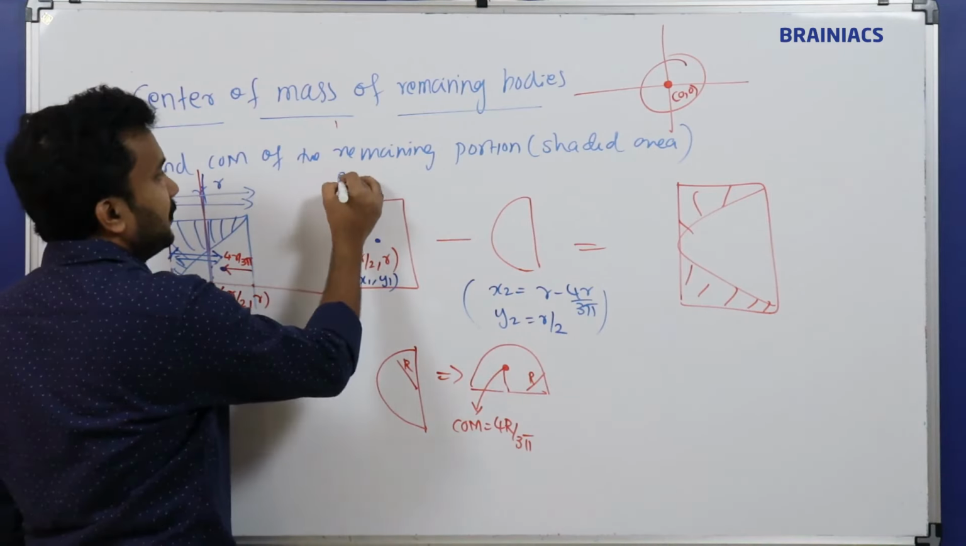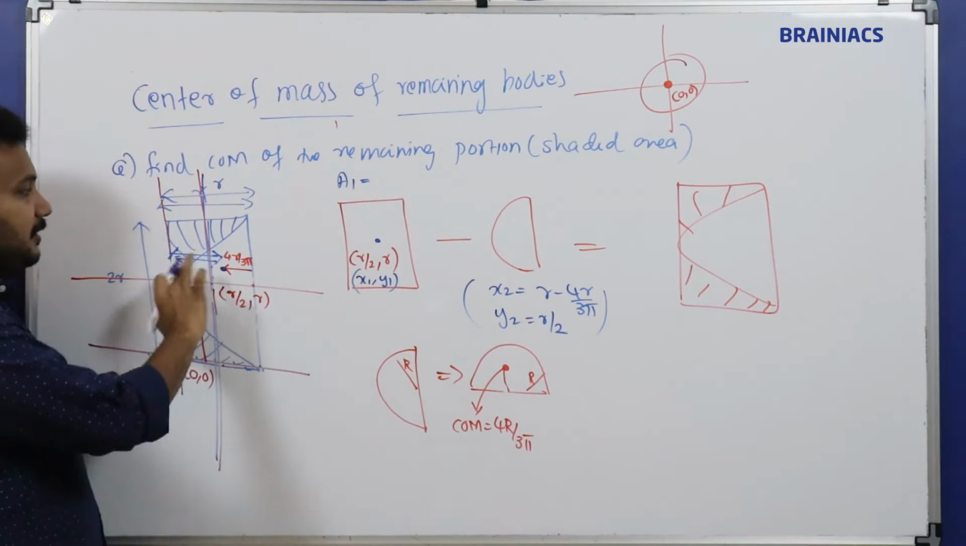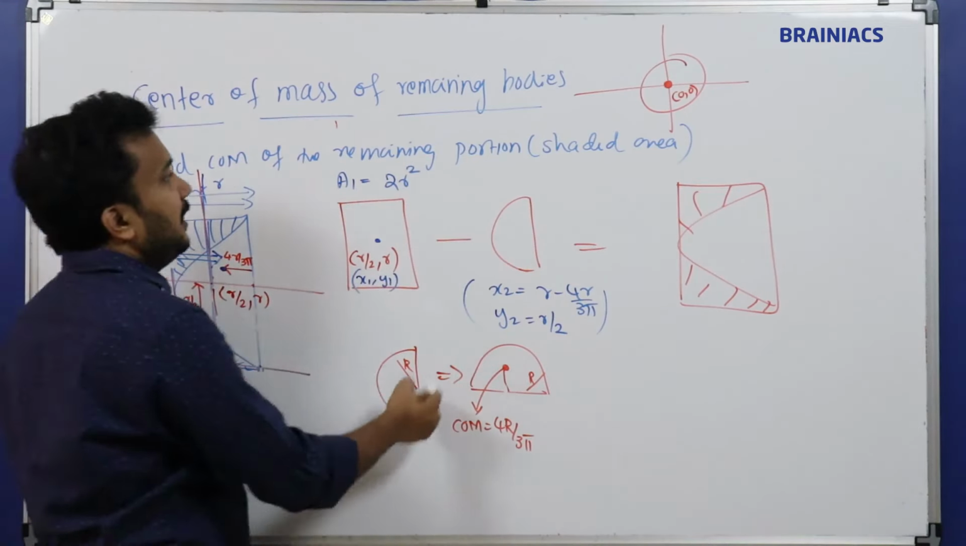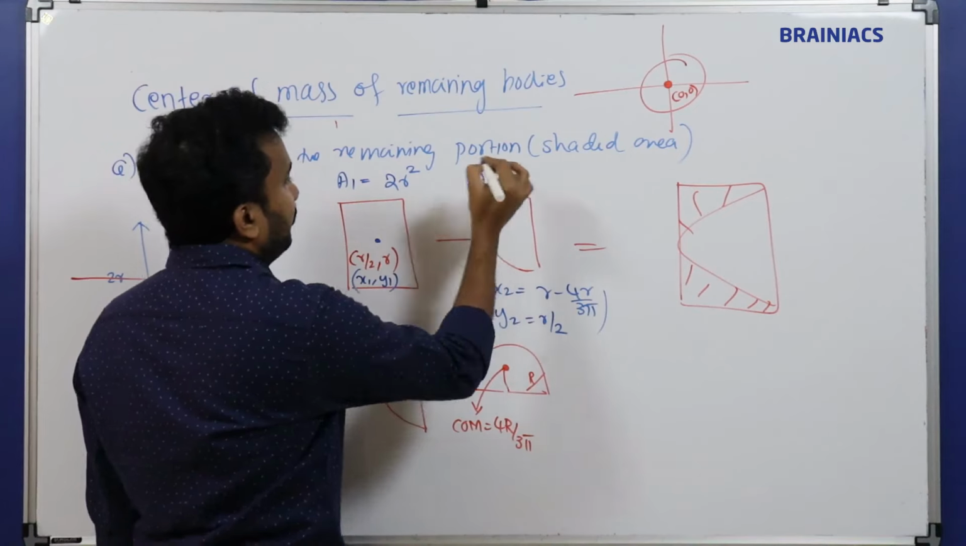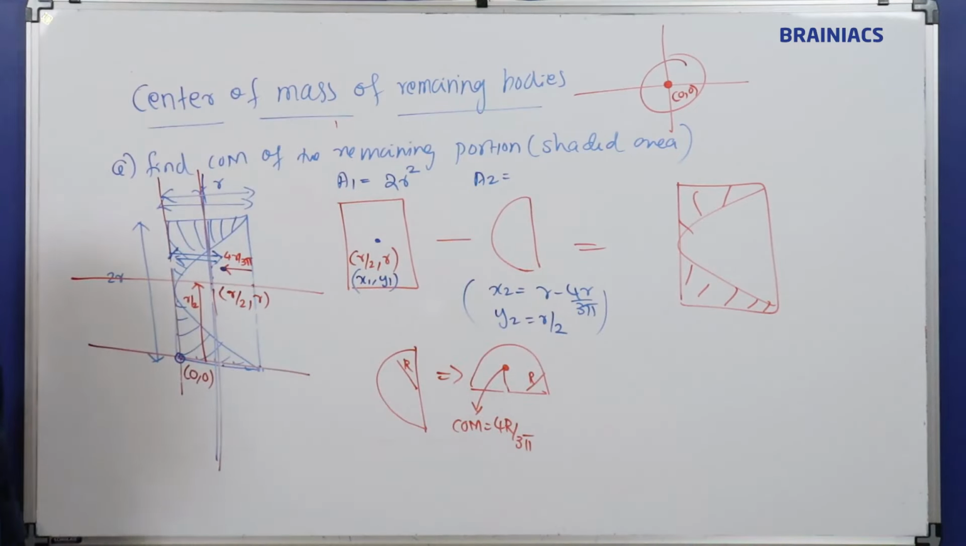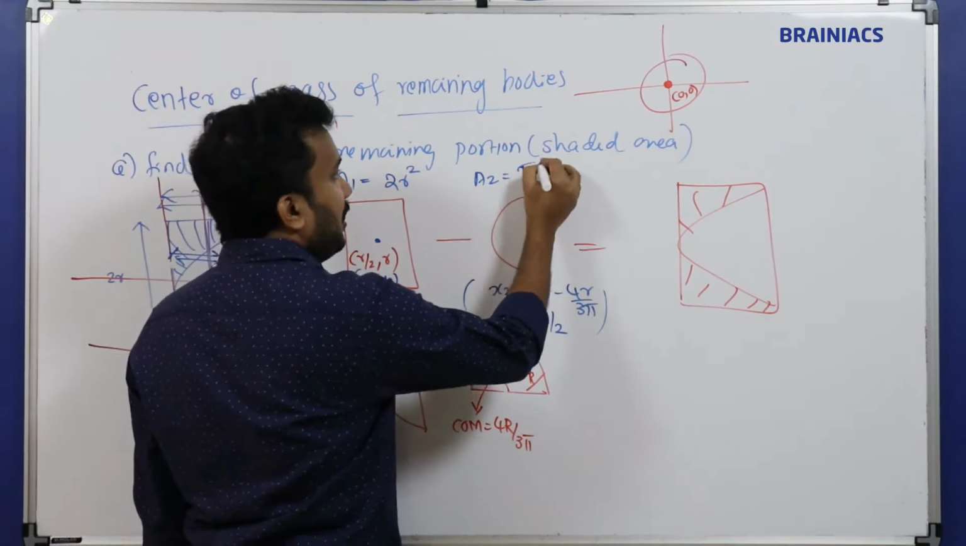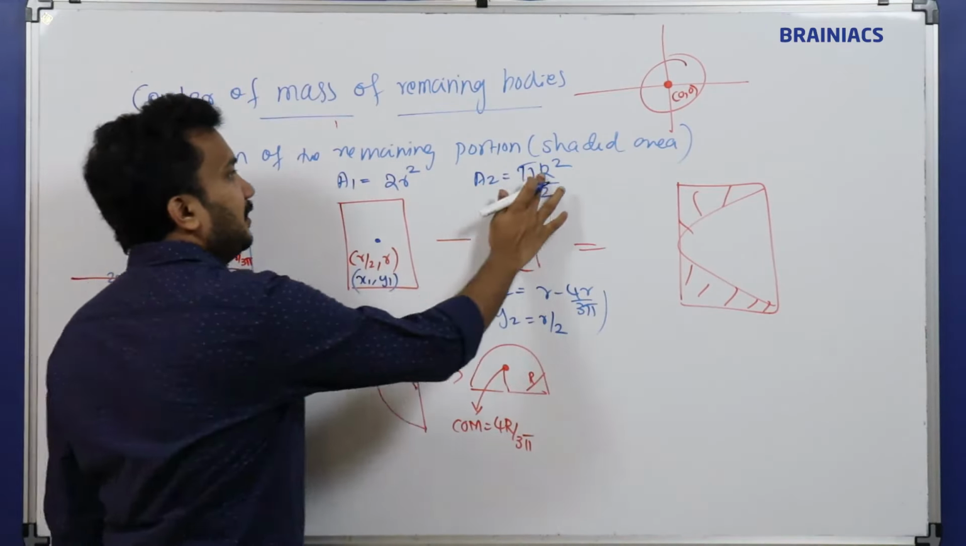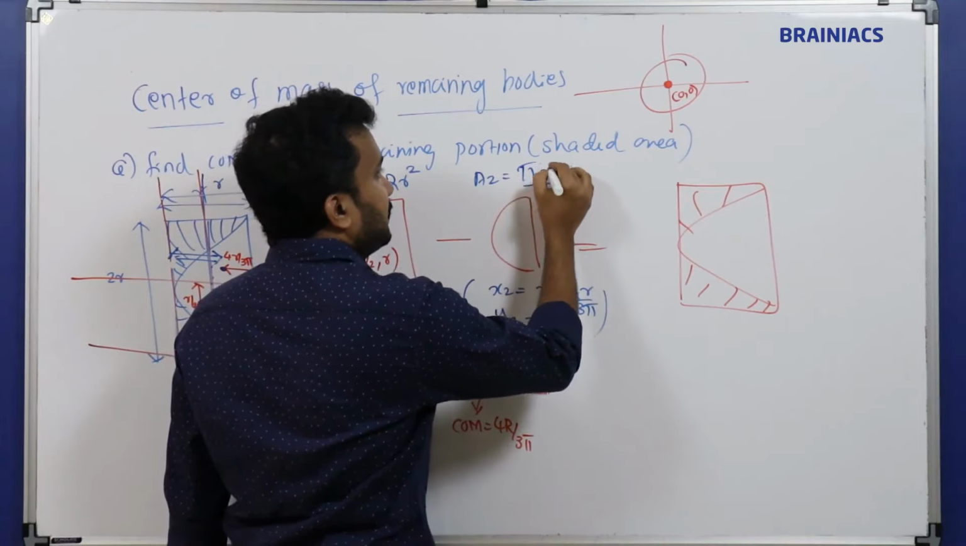And you know the area of this one. What is the area of this one? Length into breadth, so 2r square is the area. What is the area of this one, A2? A2 is how much? With the full disk it is pi r square, and for half the disk, pi r square by 2 is the area.